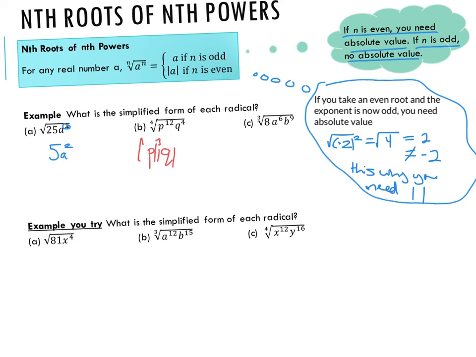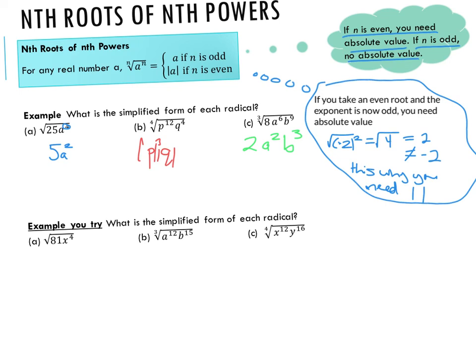Let's look at the next one. Okay, we know we have the cube root of 8, which we know to be 2. Sets of 3 in a to the 6th would be a squared, and sets of 3 in b to the 9th would be 3, so b cubed. And we don't need absolute values because we're not doing an even root.